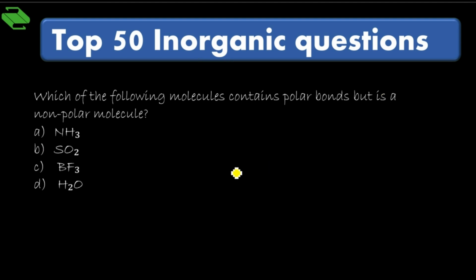And which of the following molecules contains polar bonds but is a non-polar molecule? Polar bonds but a non-polar molecule. So polar bonds are formed between atoms having a high electronegativity difference, right? So in that case, what would be our right answer? Come on quick, let's check out BF3. BF3 has boron and fluorine. Fluorine has the highest electronegativity.